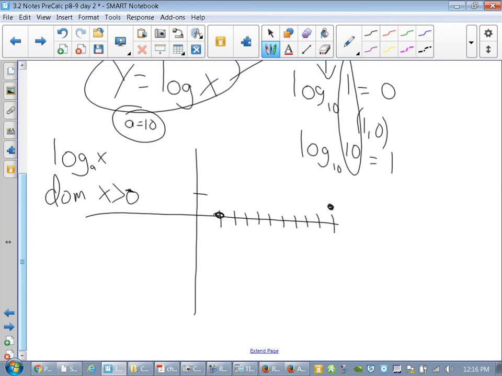Which means, is it ever going to equal 0 if it just says it's greater than? So if something's never going to equal 0 and it's going to always approach it, what is it approaching at 0 then? It's approaching an asymptote. There's going to be a vertical asymptote at x equals 0. Okay.